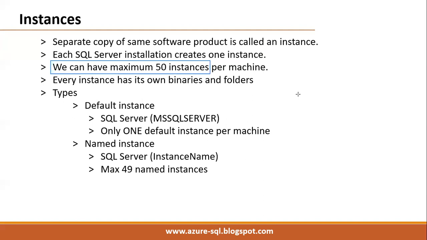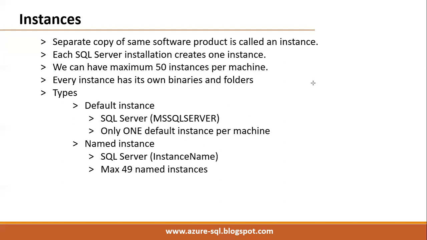If 50 instances are there on the same machine, then remember, there is a problem. We can't work with those 50 instances at a time, right? Where is the memory, where is the CPU for 50 instances? That's why I'm saying the maximum limit is there as an option, but we can't work with those 50 instances at a time.